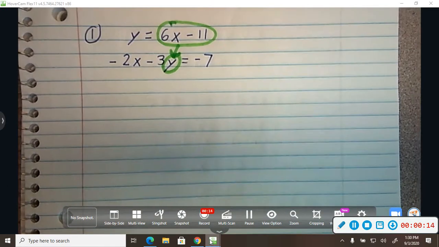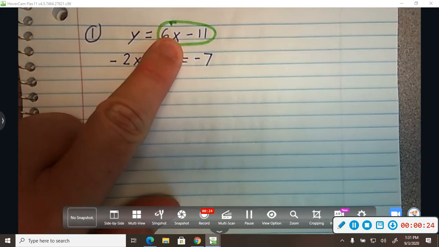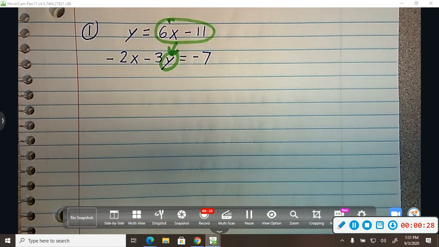These are two different lines. They intersect somewhere. Where do they intersect? When x and y are the same value. So this x and this x should be the same number, and this y and this y should be the same number. That's the only time that they'll have the same values. Other than that, whole different values all across the board.